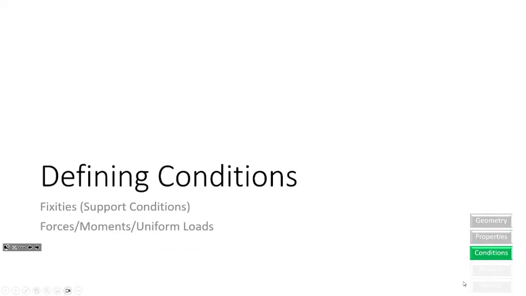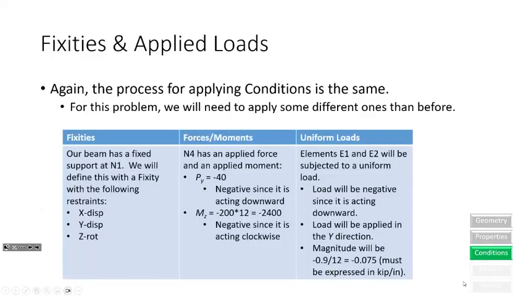Let's talk about defining conditions. I have here a little table which might help guide what we're going to do. First off, we're going to talk about fixities. We have a fixed support at node 1. In order to apply a fixed boundary condition, we have to restrict three motions: the x displacement, the y displacement, and the rotation. But again, in two dimensions, when we're talking about rotations, it's rotating about the z axis. So we're doing x, y, and z.